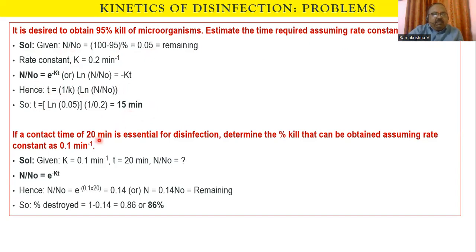If the contact time is 20 minutes for disinfection, determine the percentage kill that can be obtained assuming rate constant as 0.1. Rate constant is slightly lower here compared to the previous problem. 20 minutes contact time is given. So how much is the percentage kill? Again, we are using the same equation, N by N naught is equal to e to the power of minus kt. K is given 0.1 and t is given 20 minutes. N by N naught we have to find out. N by N naught is equal to 0.14. So what is remaining? 100 minus this. So that is 86% is destroyed.